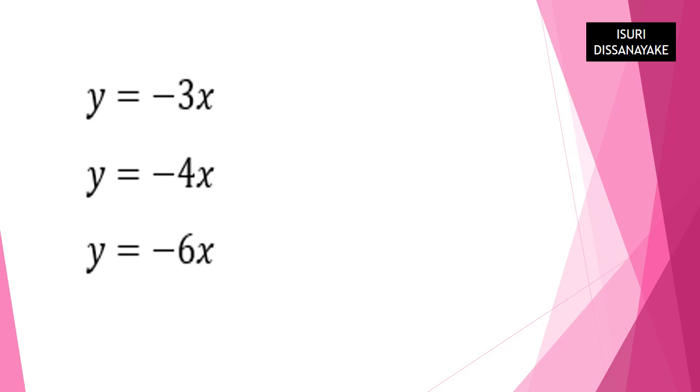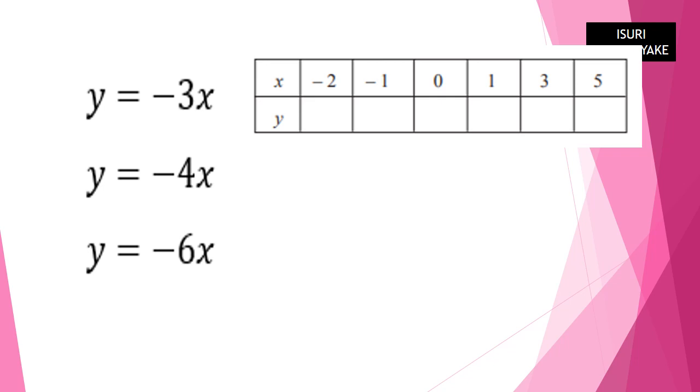In the previous slide, if you remember, I said very clearly that the value with x is the slope. So in this case, the slope is negative, that is negative 3. In this case, the slope is negative, that is negative 4. And in this equation, y equals minus 6x, minus 6 is the slope. So we are going to prepare the relevant table.